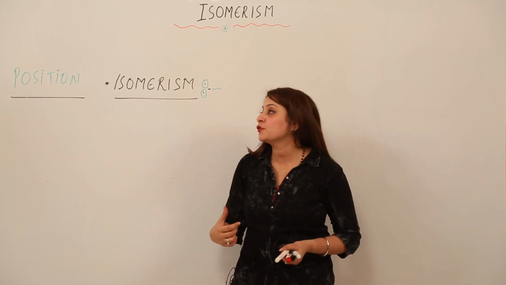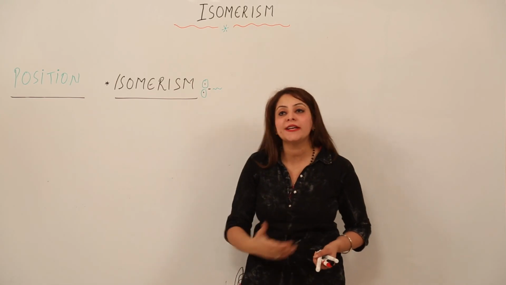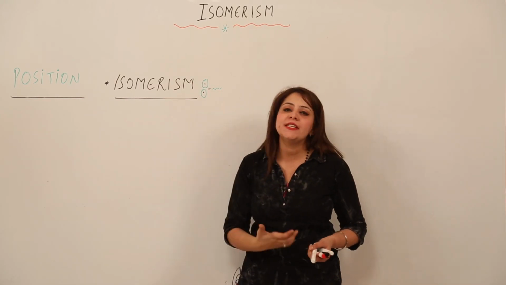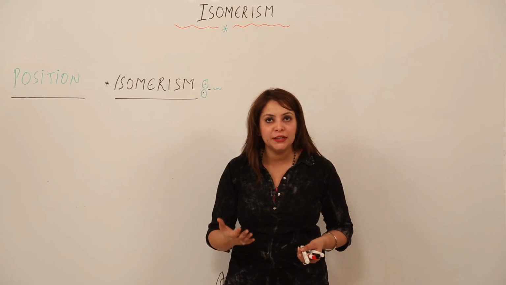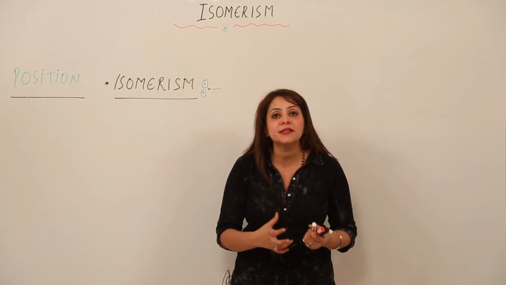Now the third type of structural isomerism is position isomerism. So what difference are they going to exhibit in this kind of isomerism? Obviously they are going to possess the same molecular formula, those compounds which have the same molecular formula. Then what will be the difference that they will show?